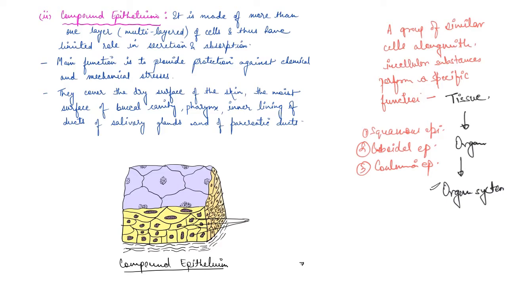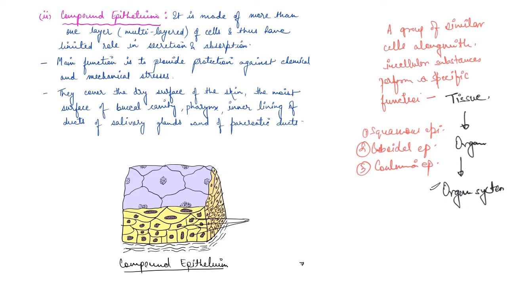Now, what do they do basically? They cover the dry surface of the skin, right? The moist surface of buccal cavity, pharynx, inner lining of ducts of salivary glands and of pancreatic ducts. So they cover a lot of things, right? They cover the dry surface of the skin, the moist surface of buccal cavity. They cover the entire pharynx. They cover the inner lining of ducts of salivary glands and of pancreatic duct.